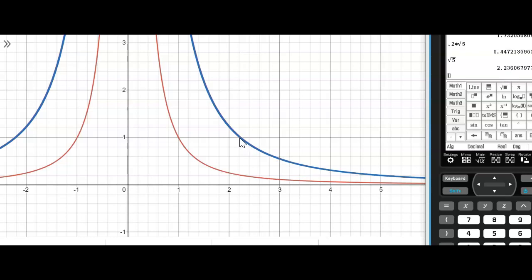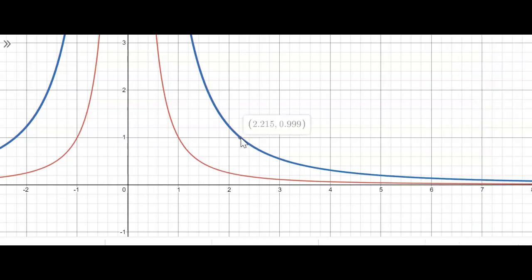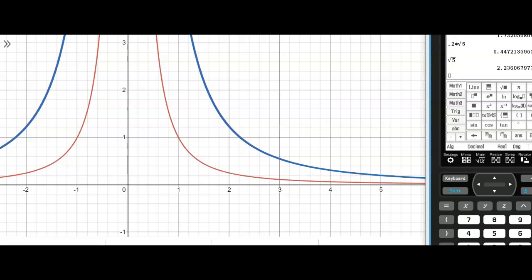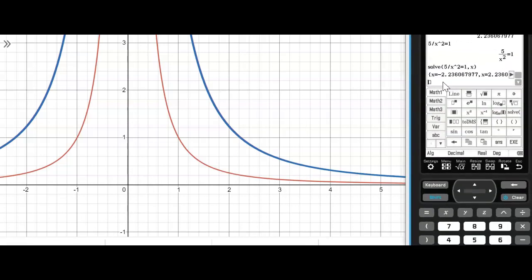Okay, so I couldn't get it exact. I've just done it on the calculator because I can't get 1 exactly on here. So when I solve for y equals 1, you can see you get 2.236, which is the same as the square root of 5. And if I had it in standard form, not decimal, you can see it's there, square root of 5.